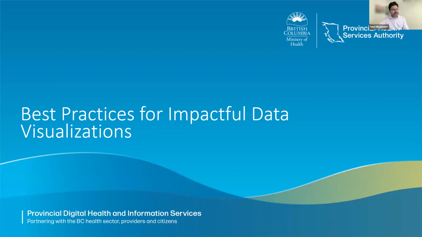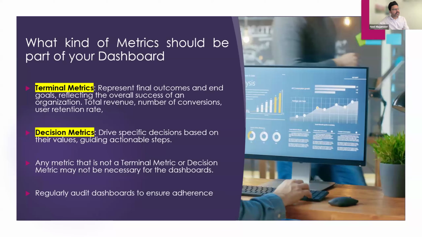Okay, so I've got a few more slides which talk about some of the best practices for impactful dashboards. One of the prime questions we face from all our stakeholders is what kind of metrics should be part of the dashboard, or how to prioritize the metrics I should keep on it. Usually we have a list of 25 to 30 metrics, but if we include all of that, it will be really cluttered and non-user friendly.